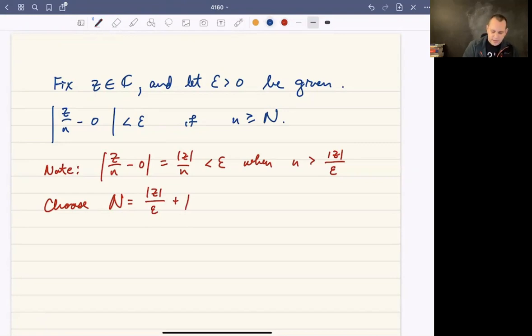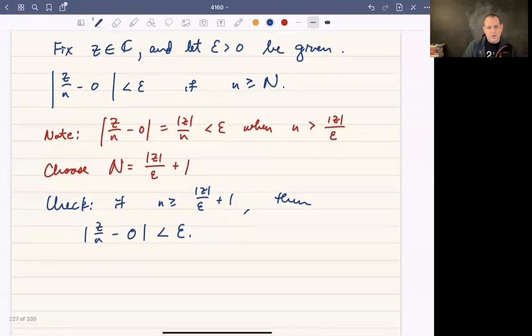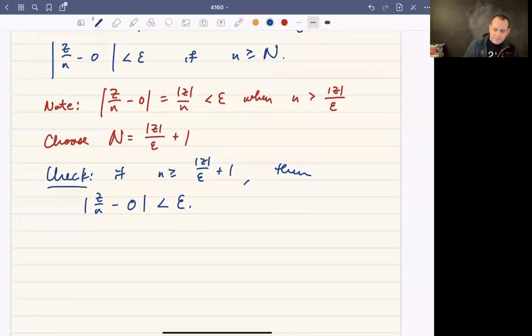And now we can just check that if little n is greater than or equal to the modulus of z over epsilon plus 1, then the modulus of z over n minus 0 will be less than epsilon, and everything's fine. Okay, because you could multiply both sides. I'll let you fill in the details there, but everything works just fine. Okay, so that's pointwise convergence. So z over n converges pointwise to the 0 function if our domain is the complex numbers.